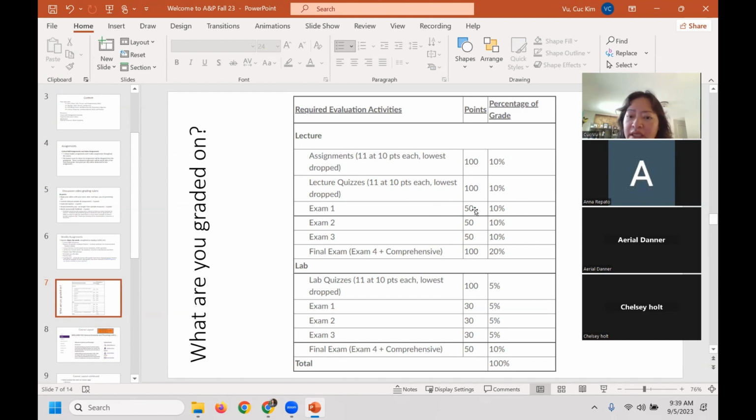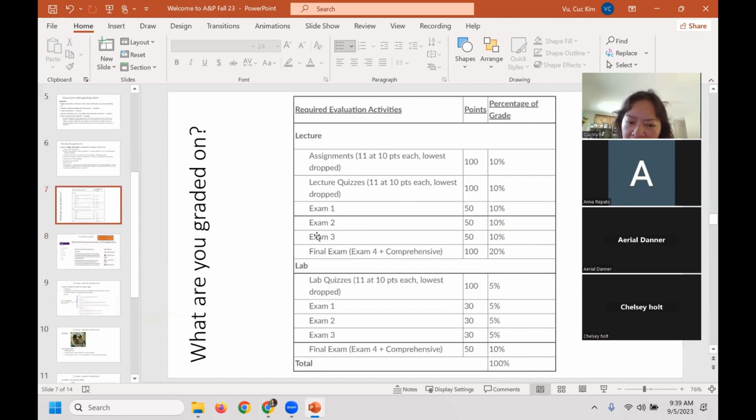Exam 1 is 50 questions and is worth 10% of your grade. Exam 2 is 50 questions, worth 10% of your grade. Exam 3, same thing. Your final exam has 100 questions, but you can think of it as a fourth exam and your comprehensive. 50 questions will be on unit 4 that we just talked about earlier, and then 50 questions will be on your previous exams 1, 2, and 3. We'll talk more about that when we get closer to the time.